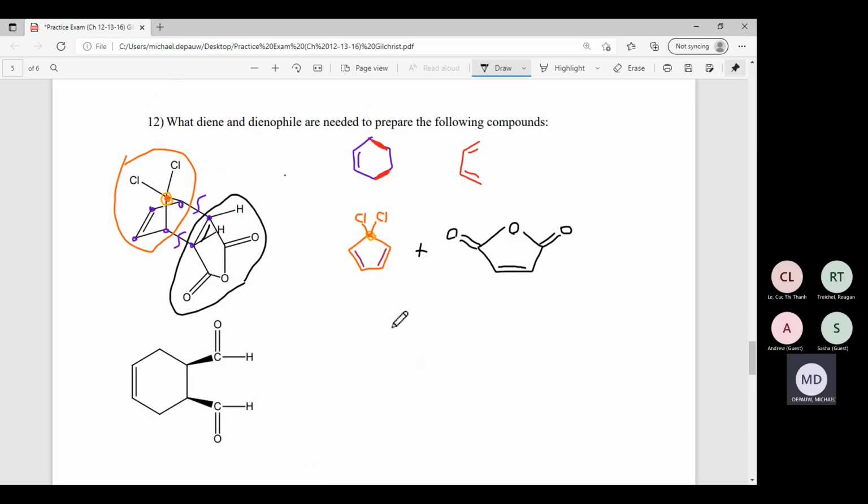So take a second to do this next one. I want you to try to do this on your own. I'll give you a minute or so to cut this apart and come up with the 2 reagents. And after a minute or so, I'll go ahead and show you the answer.